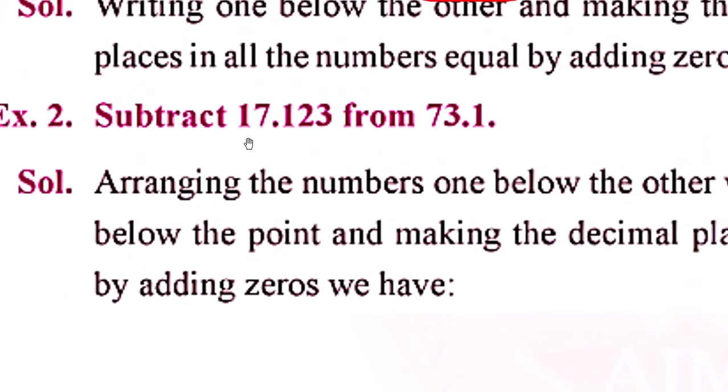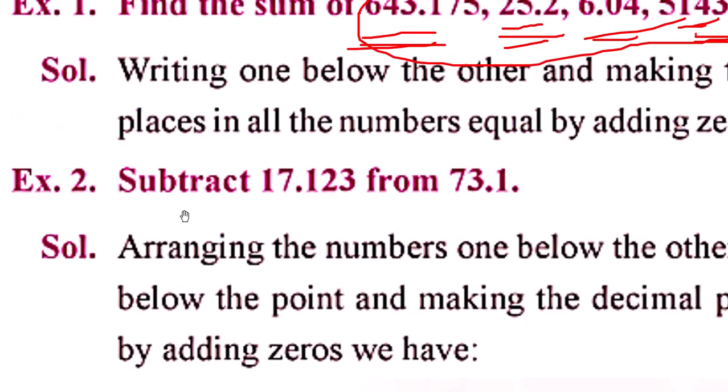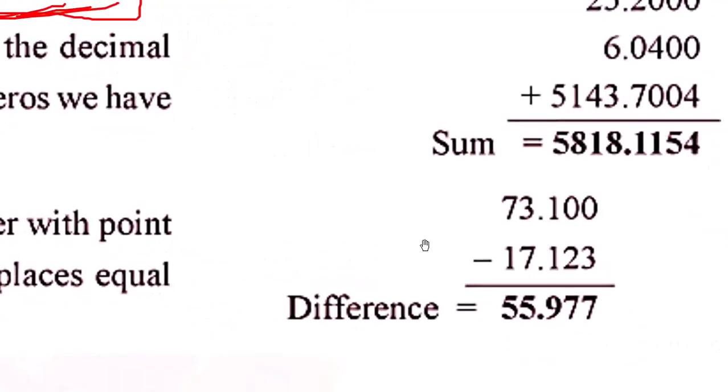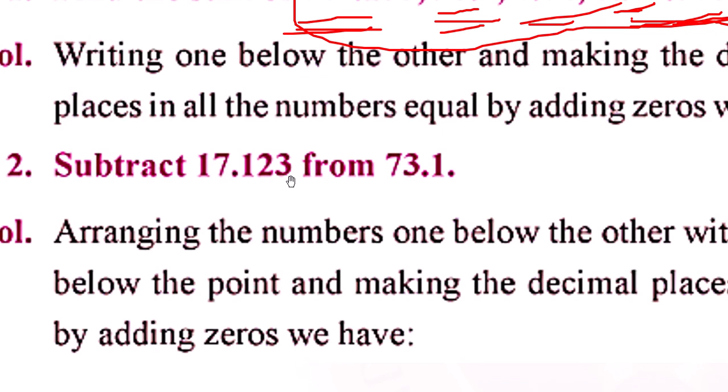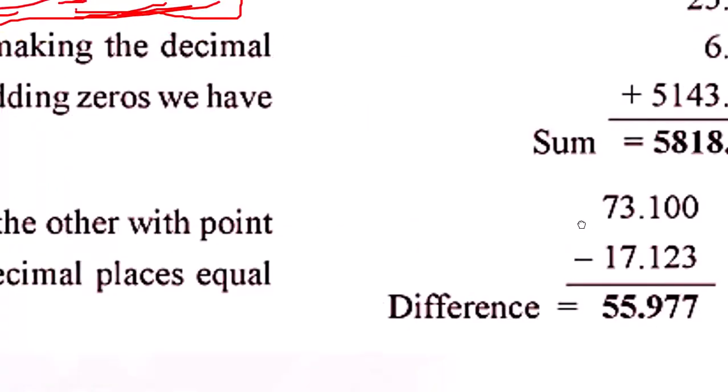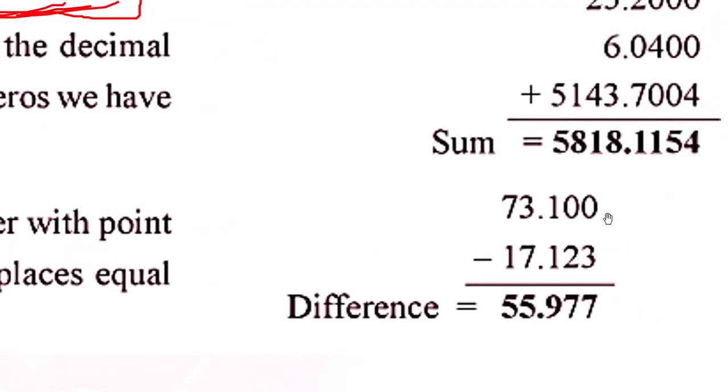Or if we have 17.123 and 73.1 and you want to subtract them, then also the same condition applies, because here 3 decimal places are there and here 1 is there. We can keep 2 zeros. We have to subtract this number from this number, so 73.1 is to be written first, with 2 zeros, and then 17.123.